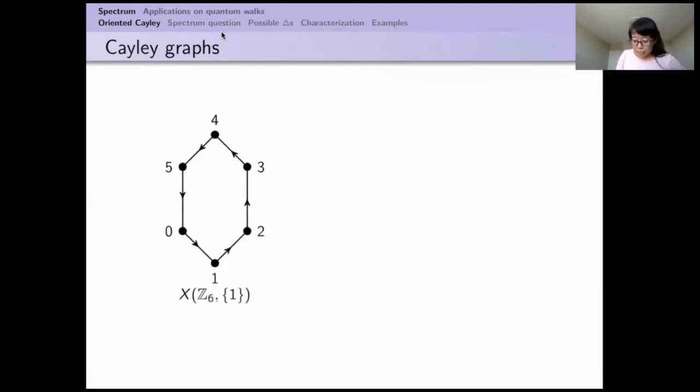Let's check some examples. So the group is the cyclic group of order 6. We have only one element in the set C. So for any two different elements, if H minus G is 1, there is an arc from G to H. So for any I, there is an arc from vertex I to I plus 1. All the indices are modulo 6.